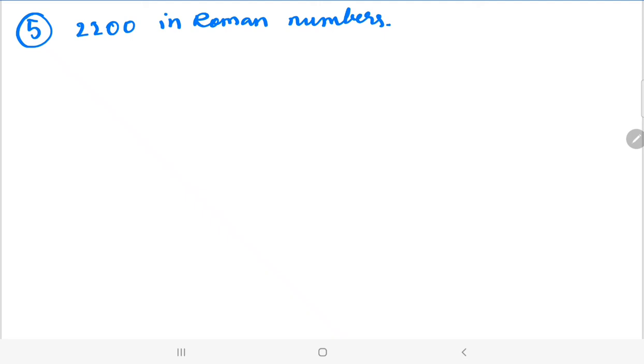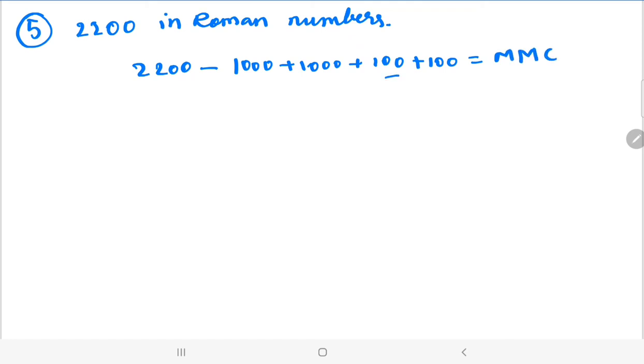So students, the next question is 2200 in Roman numbers. We can write 2200 as 1000 plus 1000 plus 100 plus 100. 1000 means M, again 1000 means M, 100 means C, 100 means C. So this is how we write 2200 in the form of Roman numbers.